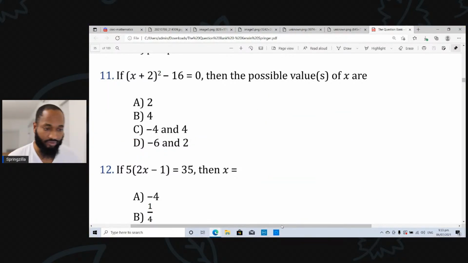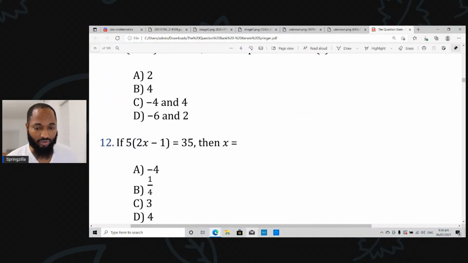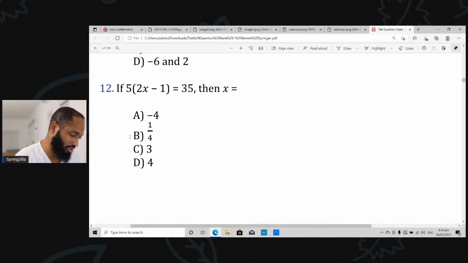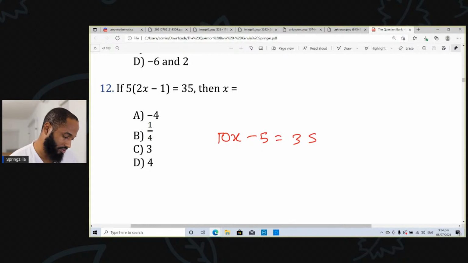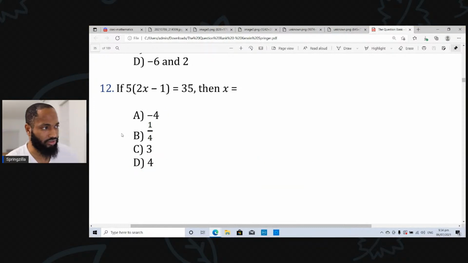Number 12. 10x minus 5 is equal to 35. This is the question for real? It's too straightforward. x is equal to 4, right? This question is just too easy, making me feel like I made a mistake or something.